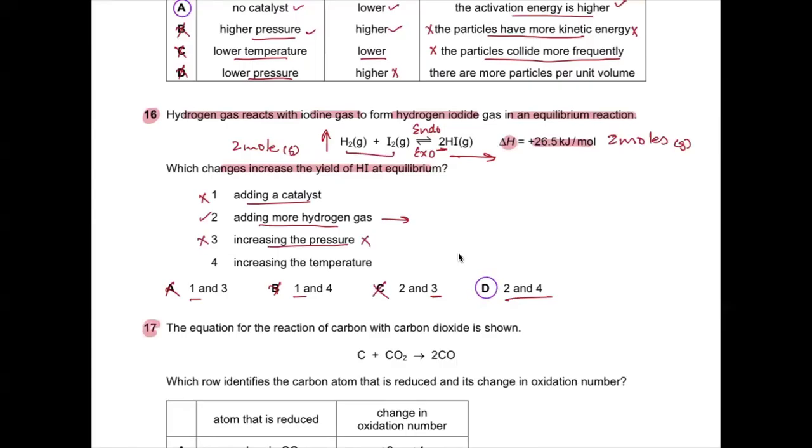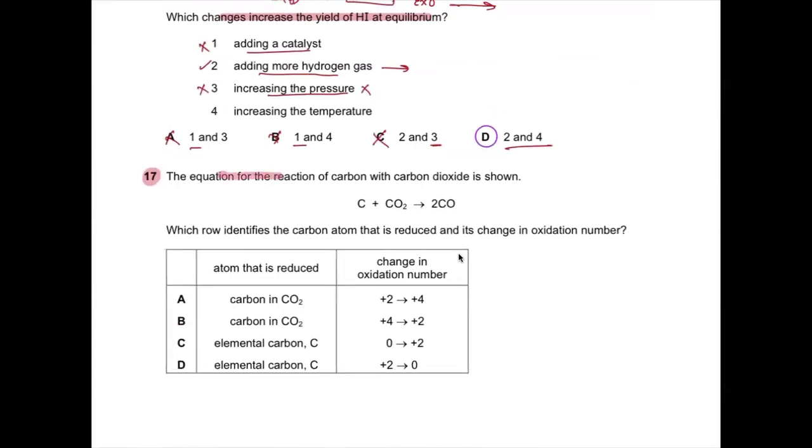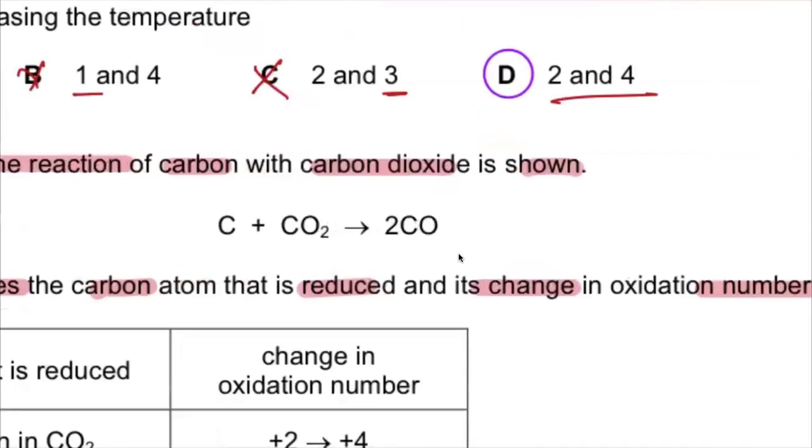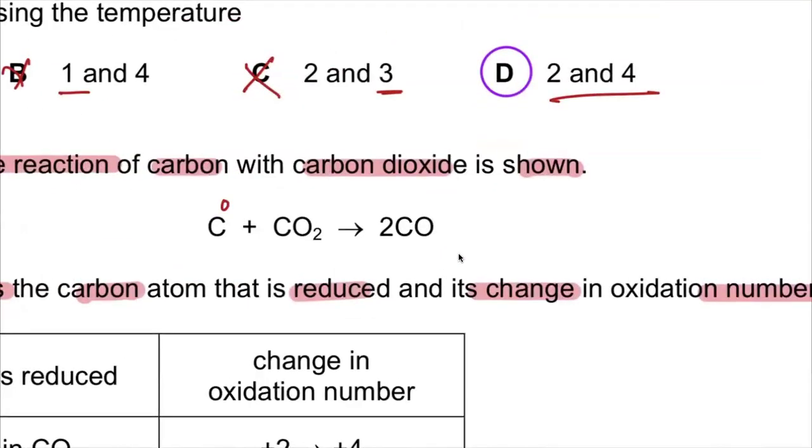Now MCQ number 17. The equation for the reaction of carbon with carbon dioxide is shown. Which row identifies the carbon atom that is reduced and its change in oxidation number? So if you see over here, that is 0 and that is -2. The net charge is 0. There are 2 of them, makes it -4. So the carbon is +4. Now over here, the net charge is 0, oxygen is -2 and carbon is +2.